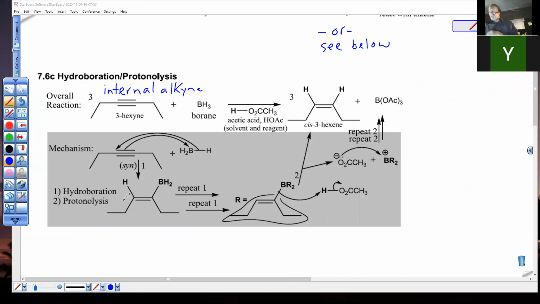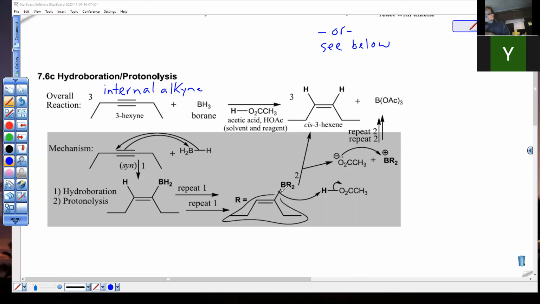And you get a syn addition of H and BH2. It happens 2 more times, which you'll never have to show on a test. And you get each BH reacting just like chapter 6. It happens 3 times. And then this protonolysis step happens. Remember we did it with sulfuric acid and the oxymercuration reaction? We don't need as strong an acid this time. We're going to use acetic acid.